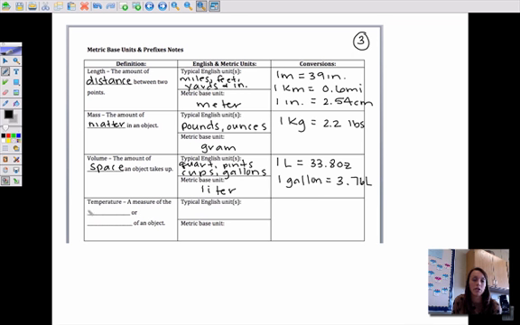Temperature is a measure of the warmth or coolness of an object. And the typical English unit, there's really only one, is Fahrenheit. We're all really used to that. We say, oh, it's 70 degrees outside. It's really nice out today. Well, the metric, it's Celsius.